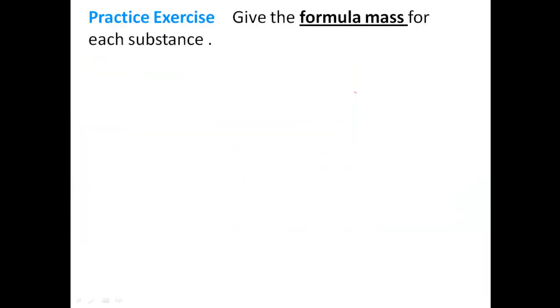So let's go through a practice exercise. Give the formula mass for each substance. First substance we have is SO2, which is sulfur dioxide. Remember, when we're calculating the formula mass, we have to take into account every single atom we have present. In SO2, we have 1 atom of sulfur and we have 2 atoms of oxygen. 2 oxygen atoms, all right?